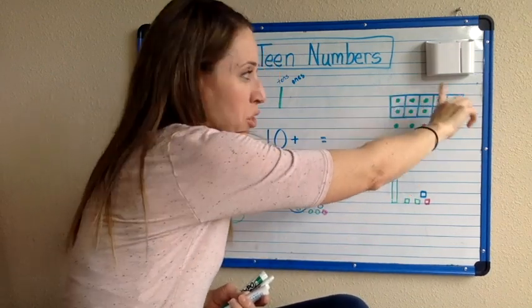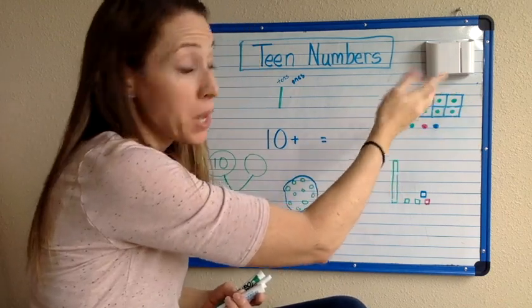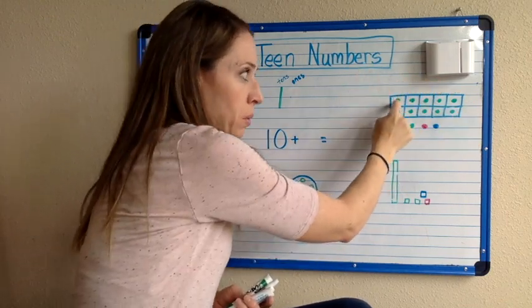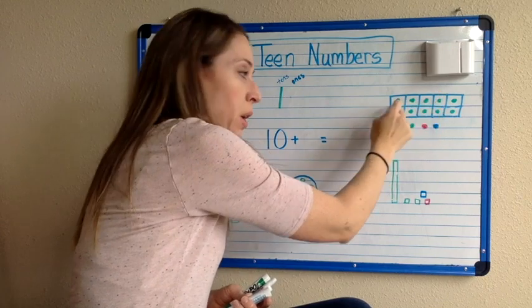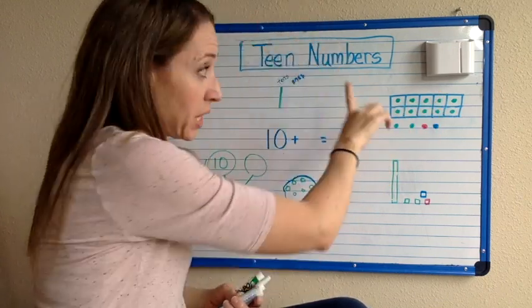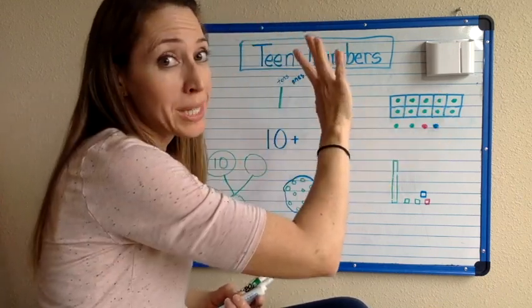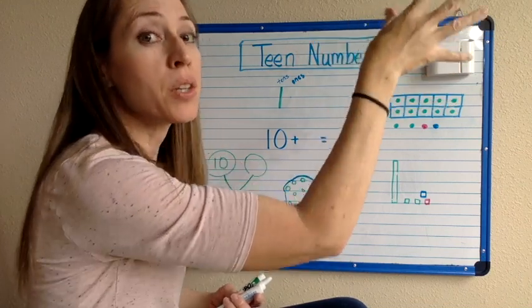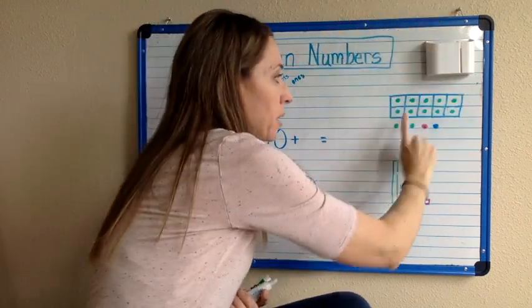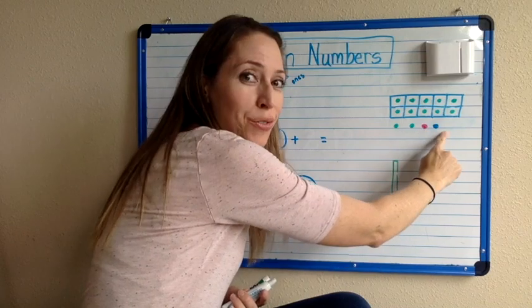Remember, I knew this was a 10. I know this is a 10 frame. So I don't need to go counting by ones, 1, 2, 3, 4, 5. No. If there are 10 spots filled in, all we need to do is say 10, and then continue. Count on. So we have 10, 11, 12, 13, 14.